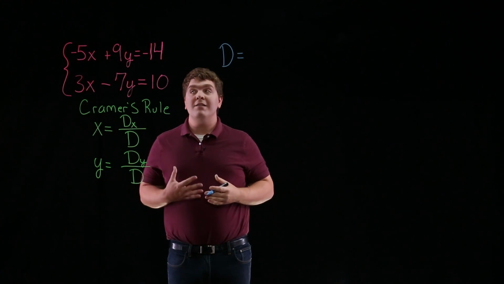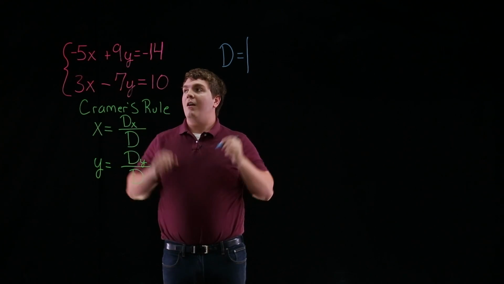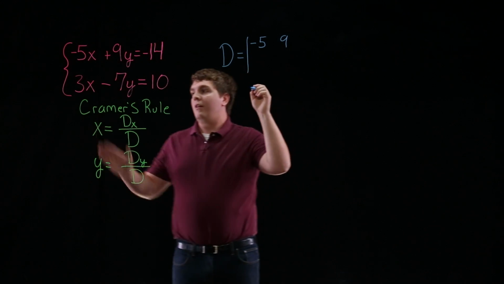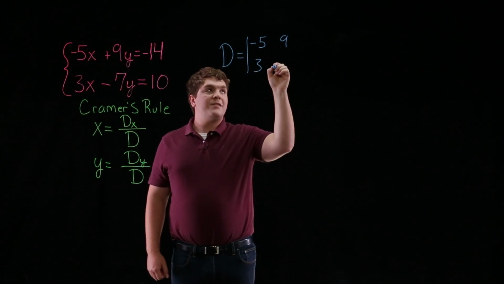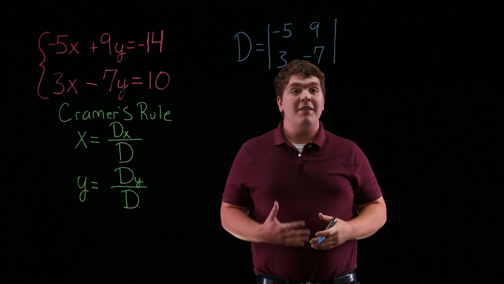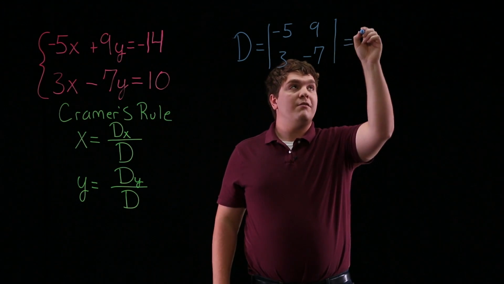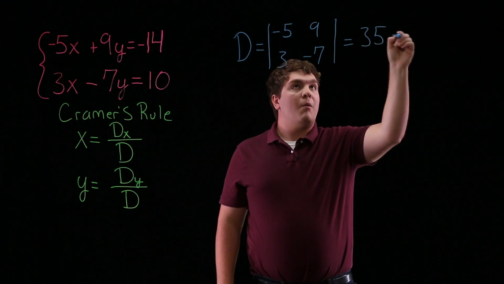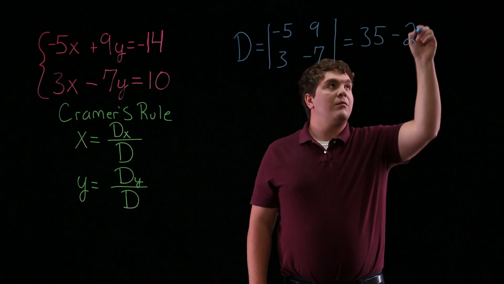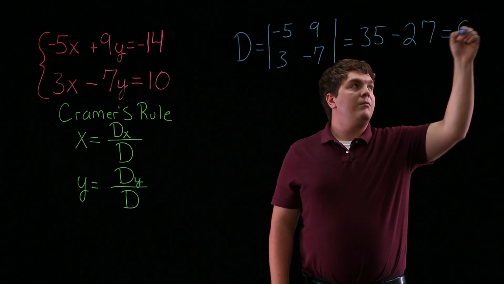So as I said, d is the determinant of our coefficient matrix. So in this case, d is the determinant of the matrix given by -5, 9, 3, and -7. Now to find this determinant, it's going to be the product of -5 and -7, which is 35, minus the product of 9 and 3, which is 27. So d is equal to 8.